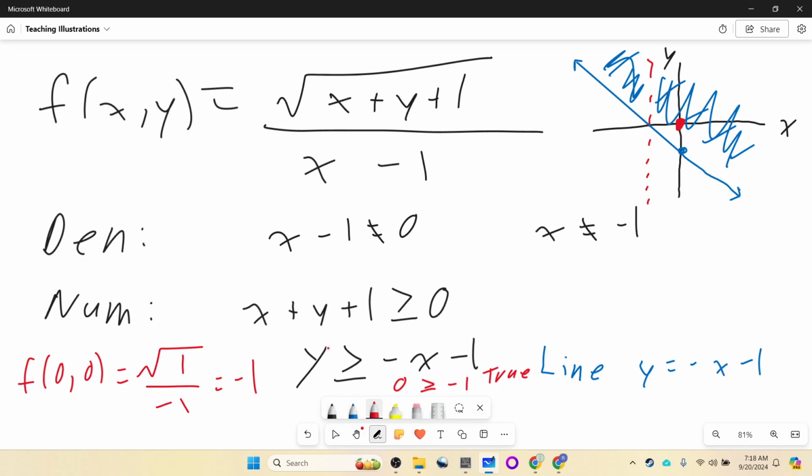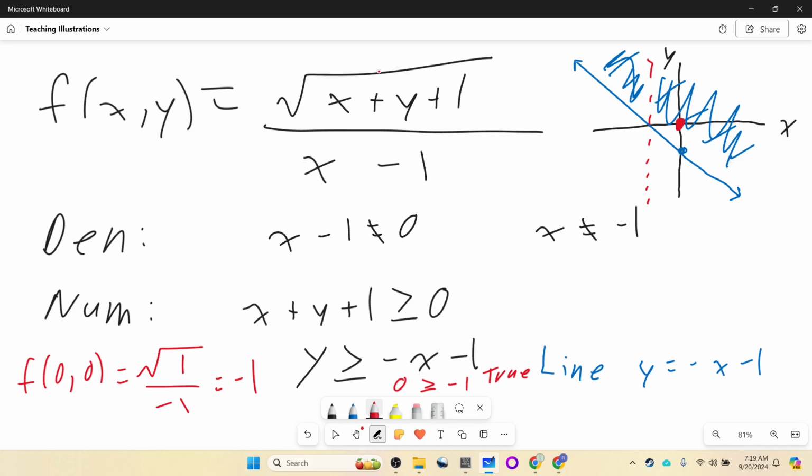What we're saying here when we say y is greater than or equal to negative x minus 1 is the domain is everything where that's true, where if we plug in y and we plug in x, the left side is greater than or equal to the right side, and also x is not negative 1. So that's how you do domain.